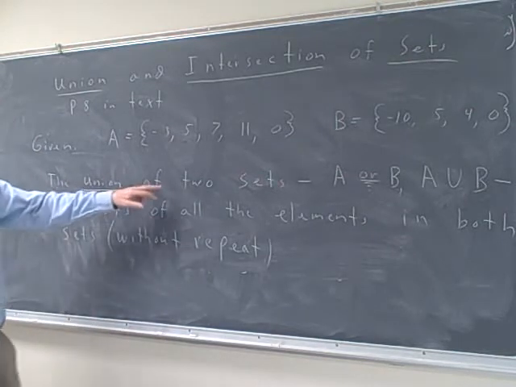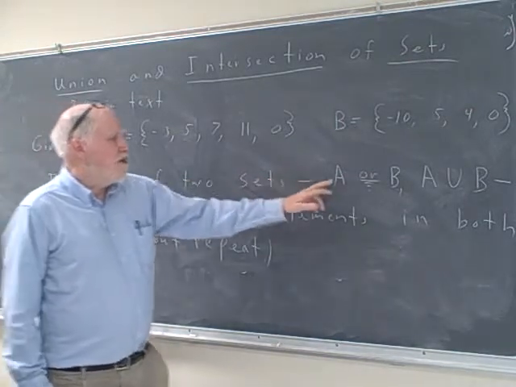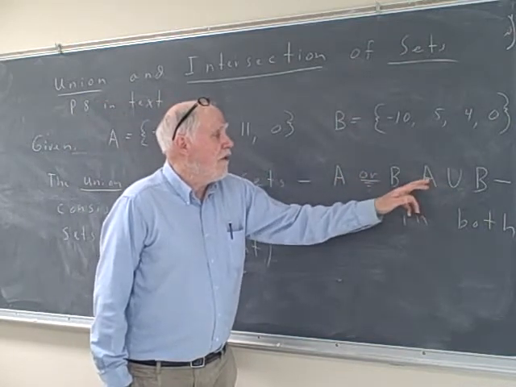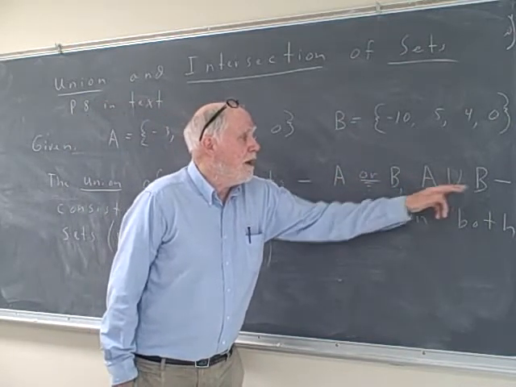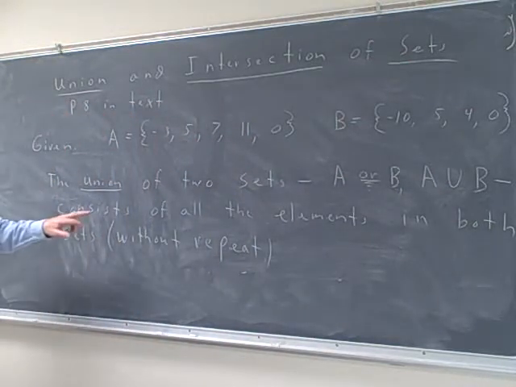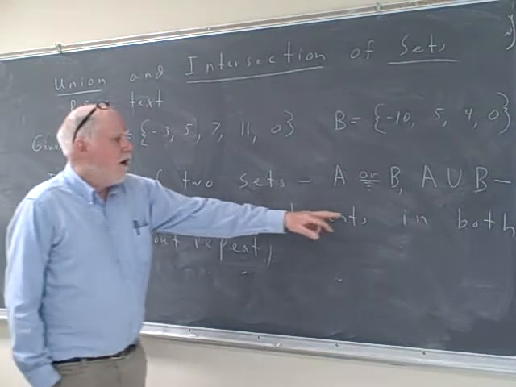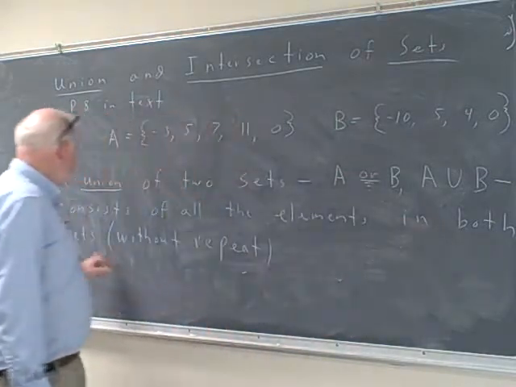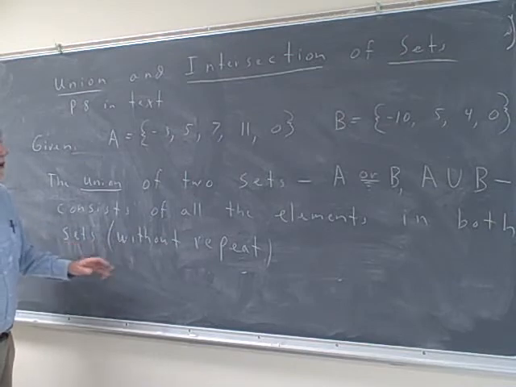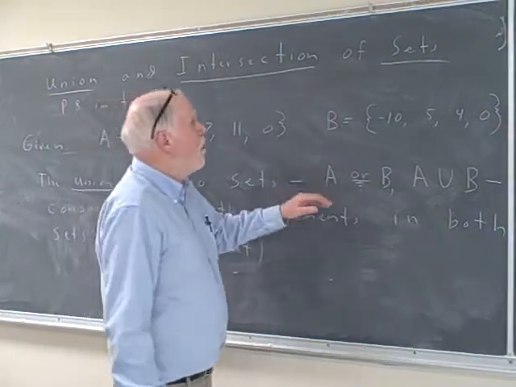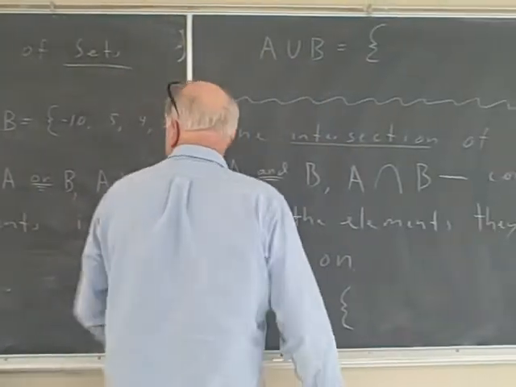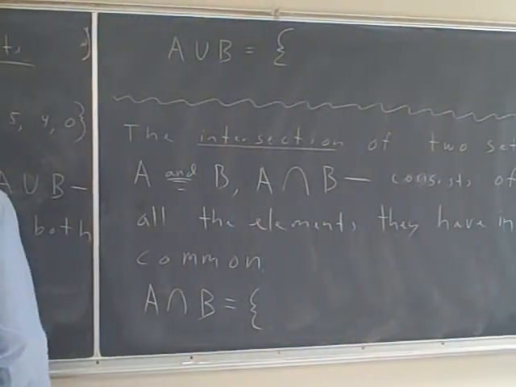The union of two sets, A or B, we refer to it as A or B, or we use this symbol for A union B, which means A or B, consists of all the elements in both sets without repeats. Okay, all the elements. So we're going to move over to this board, and we're going to make this set A union B, the union of these two sets.